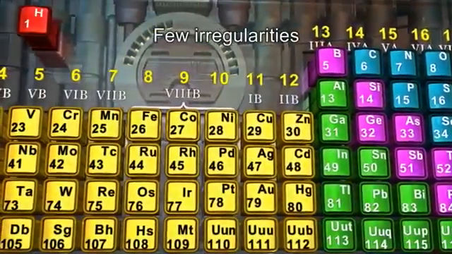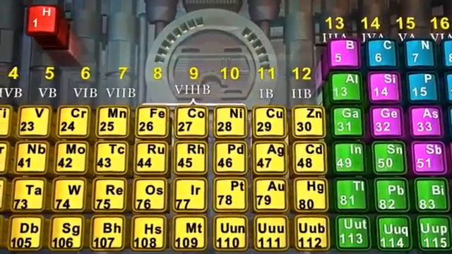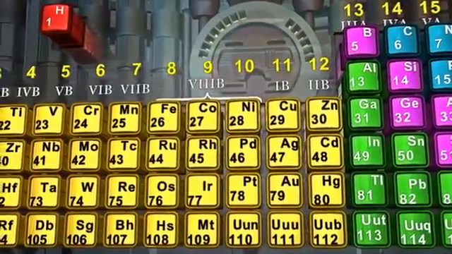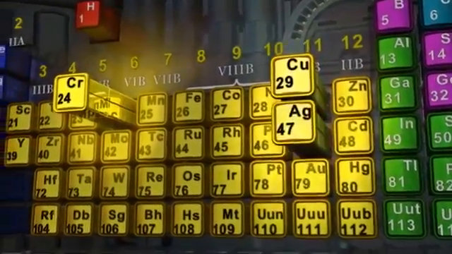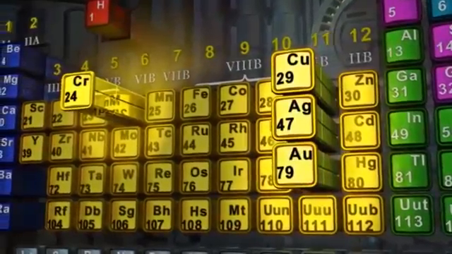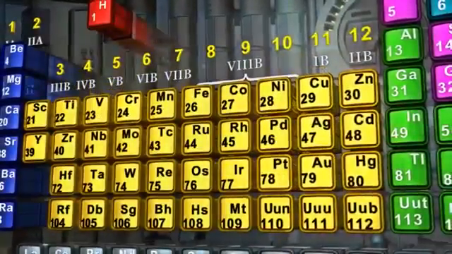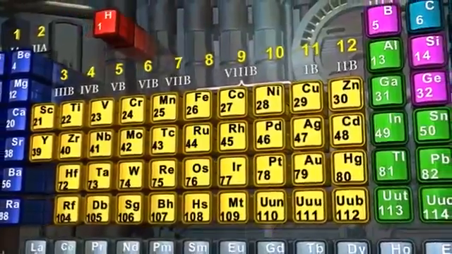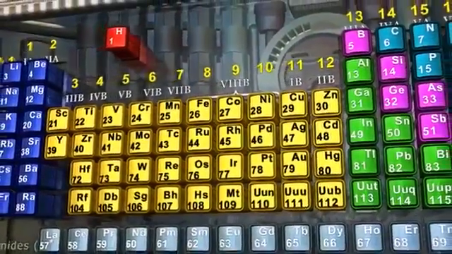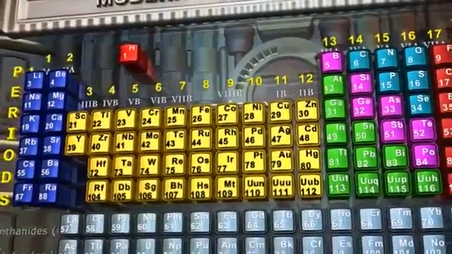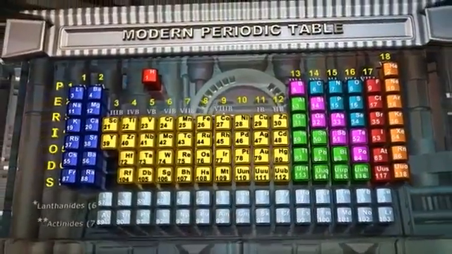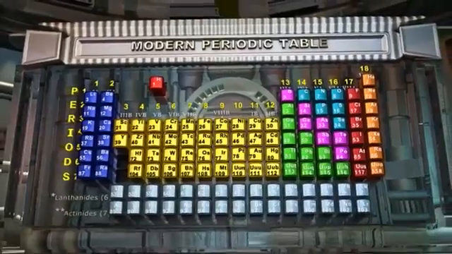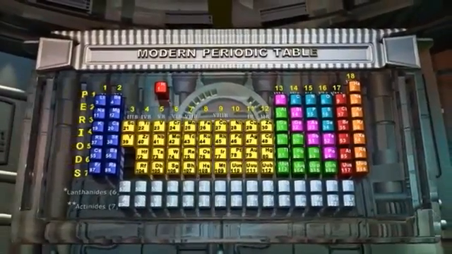However, there are a few irregularities shown by some elements in their configurations, such as that for chromium, copper, silver, gold, etc., which we will study in a separate topic. Despite these irregularities seen among the elements, it is possible to predict the position of most of the elements in the periodic table from their configurations and vice versa.